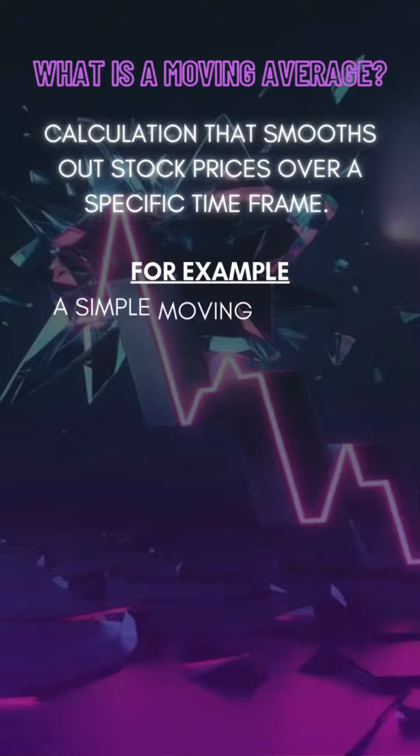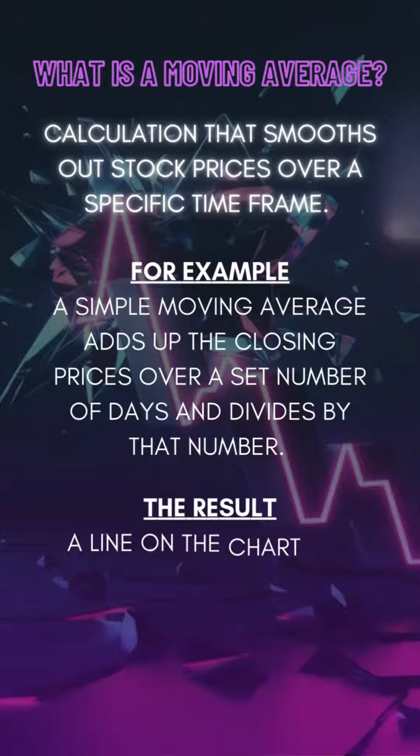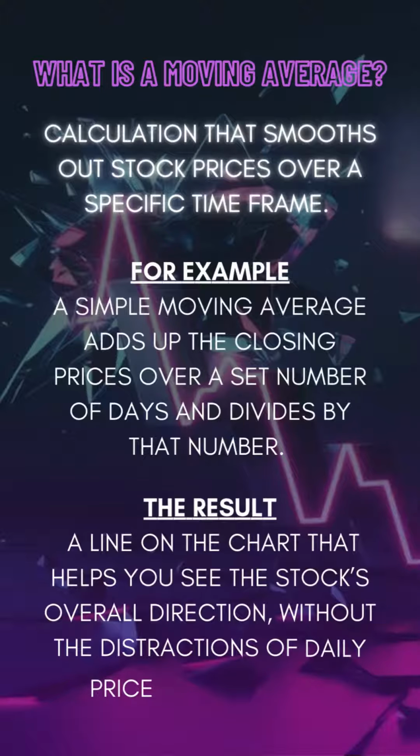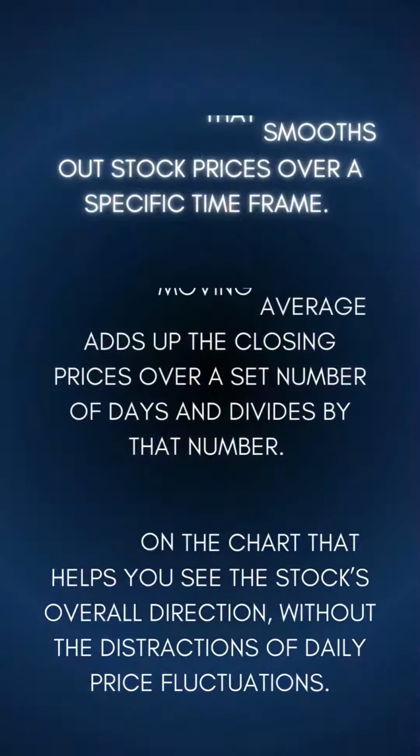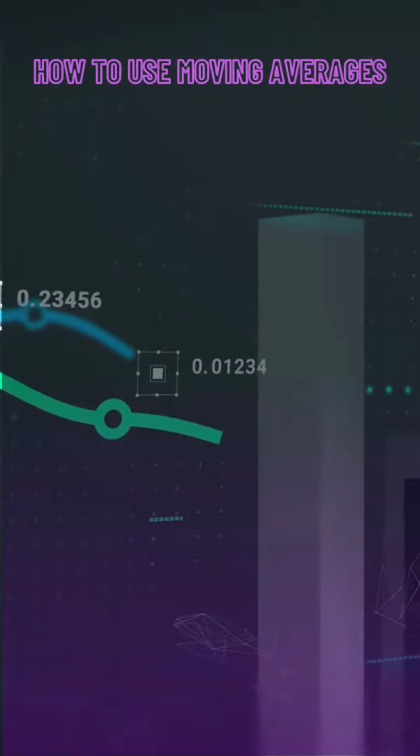For example, a simple moving average adds up the closing prices over a set number of days and divides by that number. The result? A line on the chart that helps you see the stock's overall direction, without the distractions of daily price fluctuations. How to use moving averages. Here's how you can use them effectively.